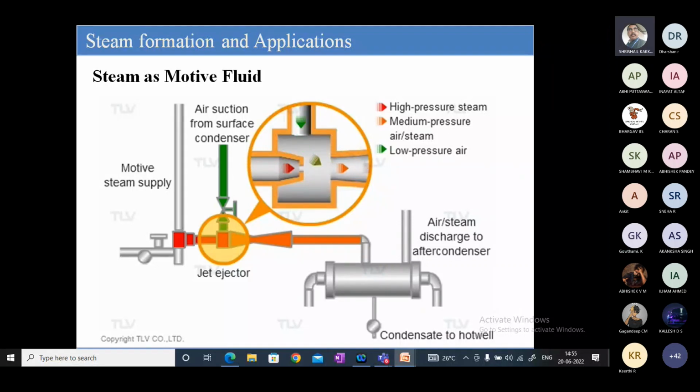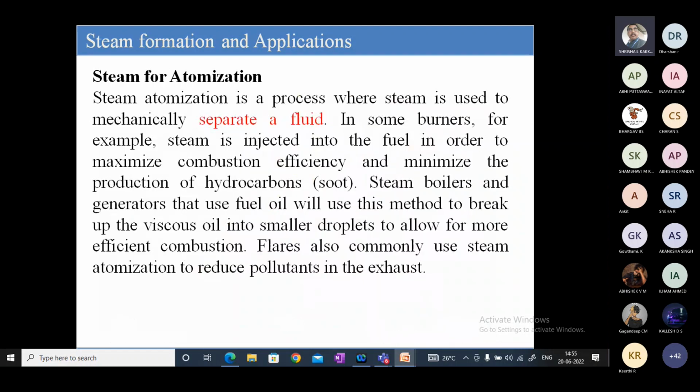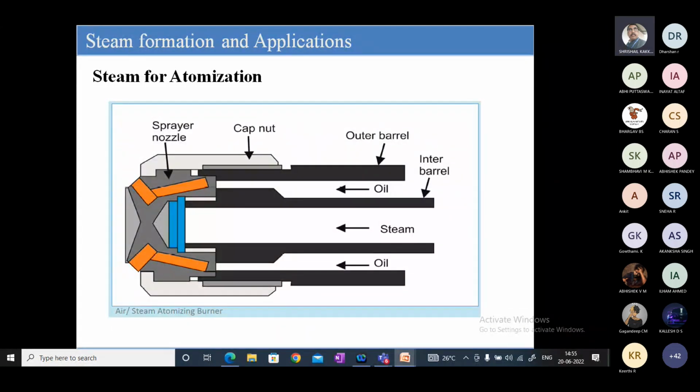And the next one, steam for atomization. You know that in the diesel power generation process, the diesel oil is used as a burner to heat the water of the boiler so that steam can be generated. The point I am going to discuss here is only the burning of the diesel. Due to the high density, the diesel oil will not be sprinkled into minute particles. So carbon monoxide and carbon dioxide will be generated more because of incomplete combustion of the diesel oil.